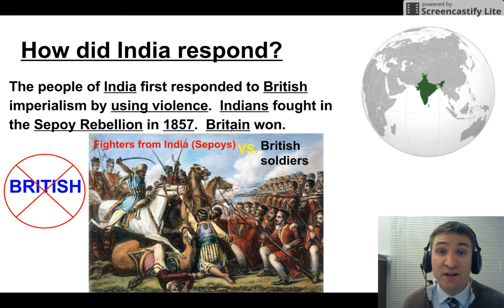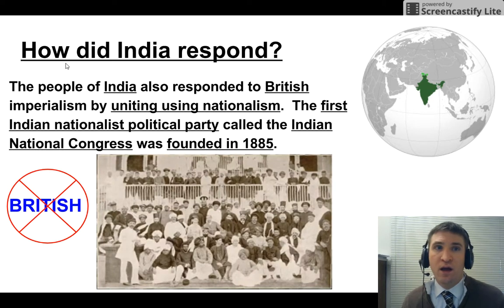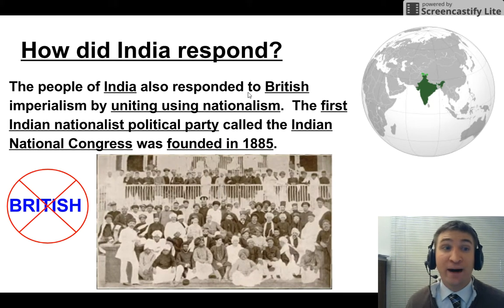How else did India respond? The people of India also responded to British imperialism by uniting using nationalism. The first Indian nationalist political party, called the Indian National Congress, was founded in 1885. And this is a group picture of the members of that Indian National Congress who formed. Somewhere in this photo is Gandhi. He was there.